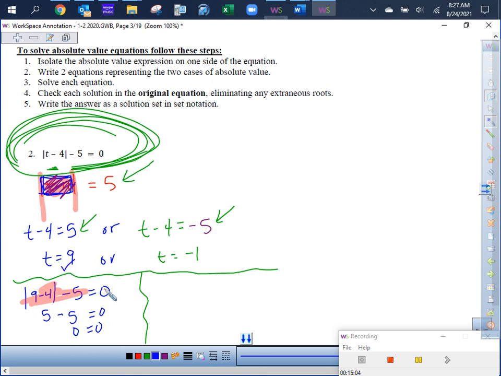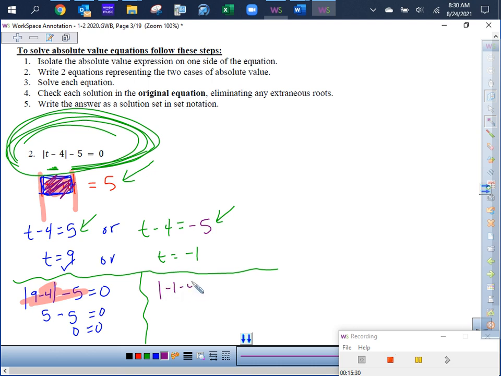But don't move stuff from one side to the other. When we start doing more complicated problems, we're still on the easy ones. When we start doing more complicated problems, you're going to get in a mess. So let's try again. We got to check -1. Where are we checking? Into the, starts with an O, original problem. All right, let's put -1 back in here.